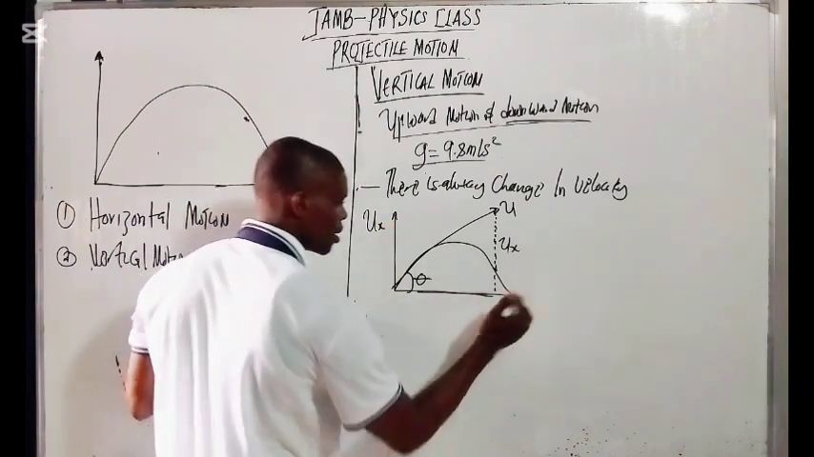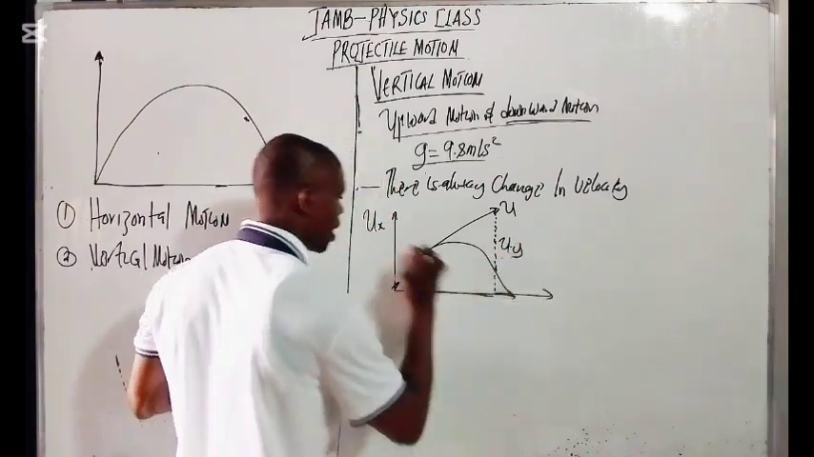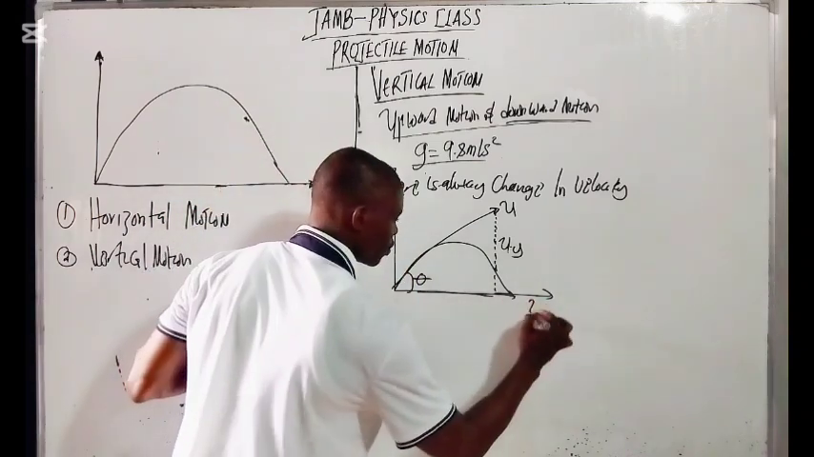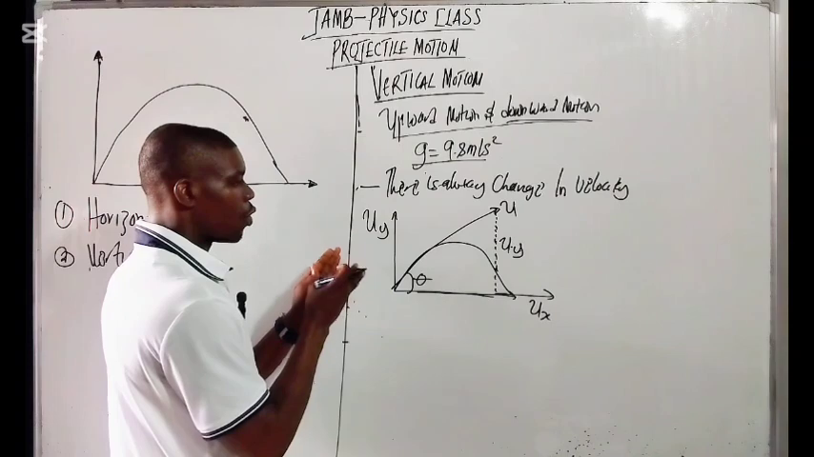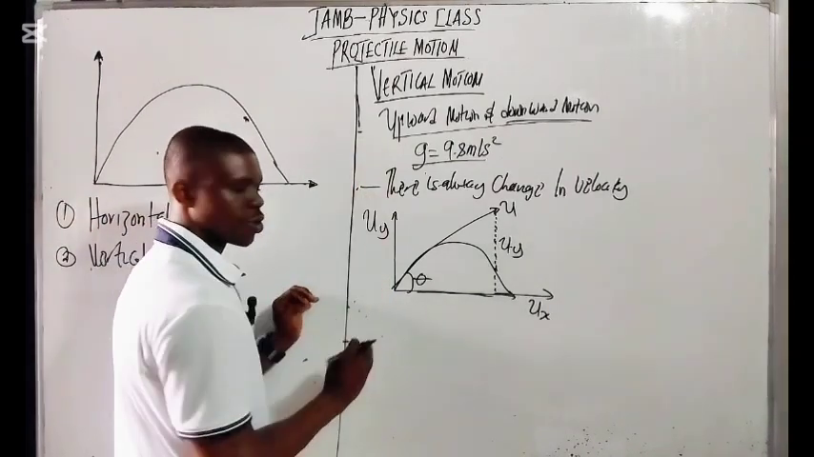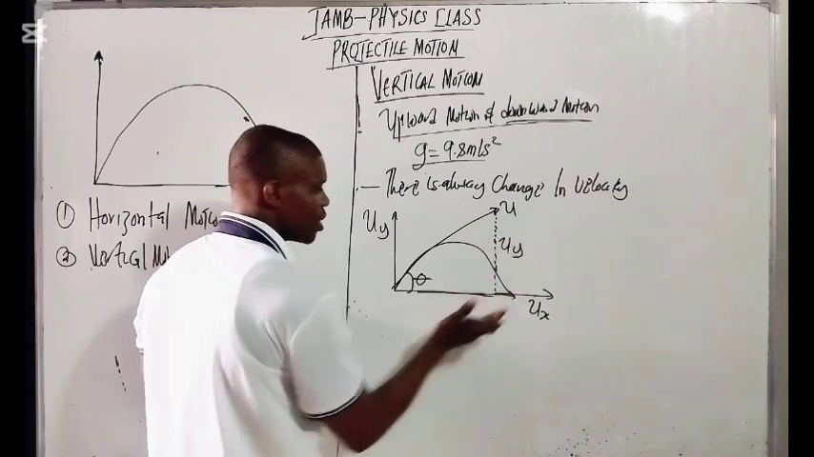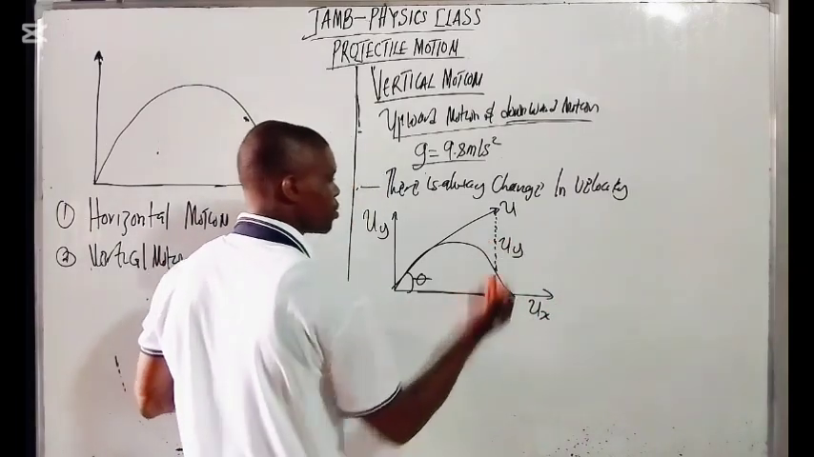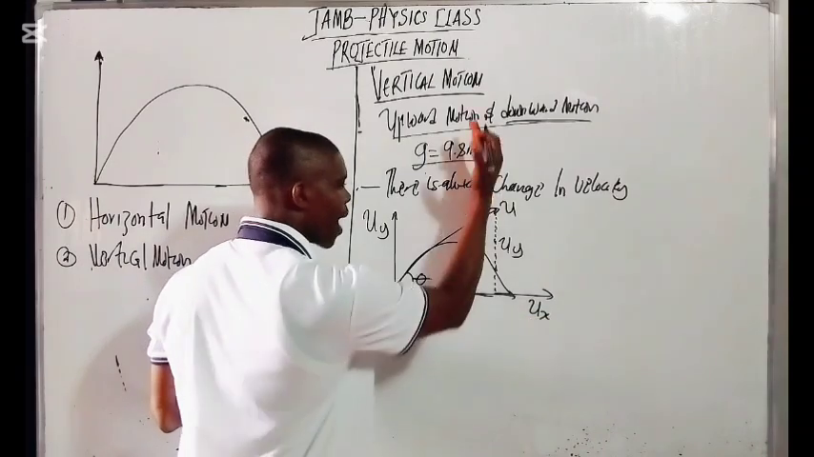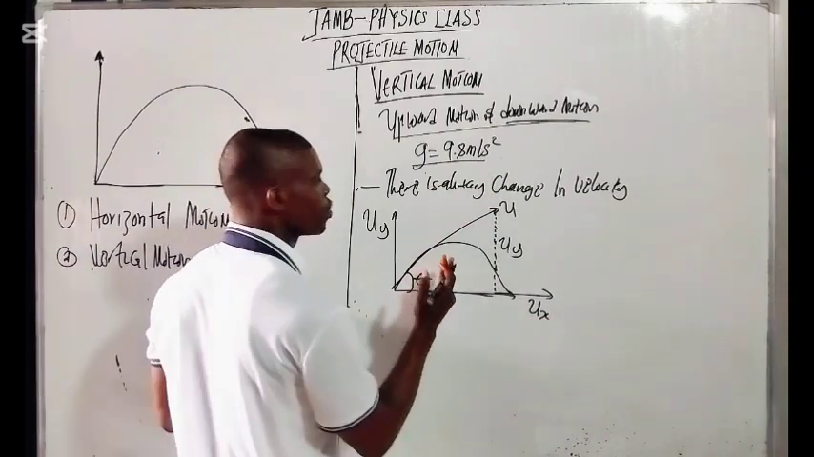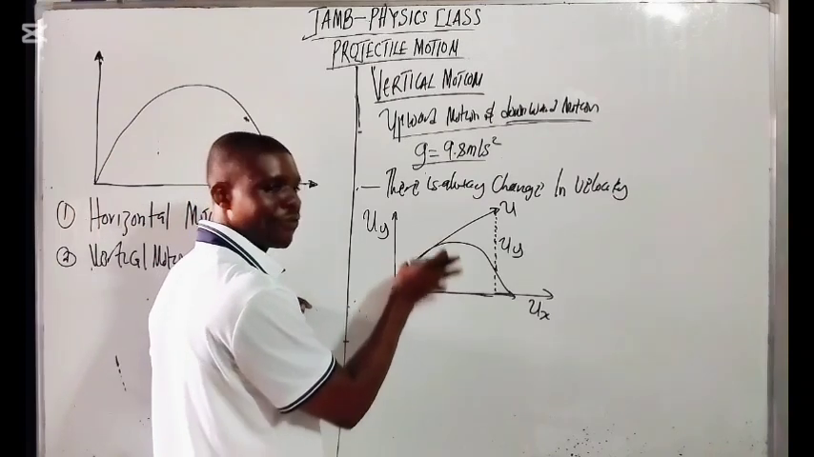Remember, for the horizontal here we have ux, and for the vertical we have uy, right? So now we have to concentrate on the vertical motion, the vertical axis. Here we have the x axis and the y axis. The x axis is the horizontal motion, while the y axis is vertical motion, which deals with upward and downward movement, right? Acceleration due to gravity always has an effect on this.